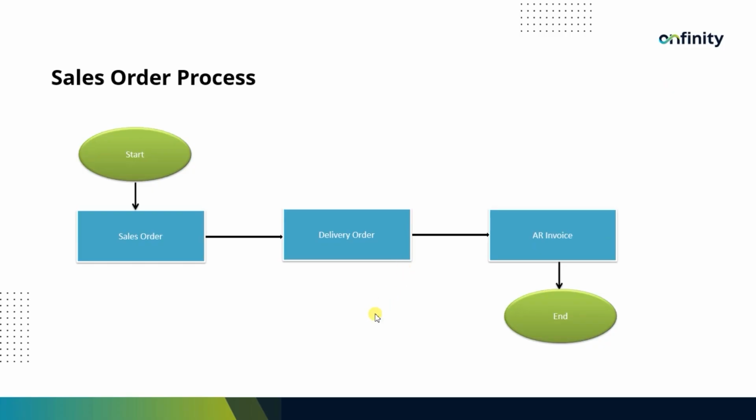Let's move on to our next topic, which is the sales order process flowchart. It gives a quick overview of the sales order process to understand the complete flow. The process begins with a sales order, which represents the initial order placed by the customer. Once the order is processed, the next step is delivery, where the products are shipped to the customer. After the delivery is completed, the accounts receivable AR invoice is generated, reflecting the billing for the delivered products. This flow helps teams stay organized and ensures smooth order fulfillment.